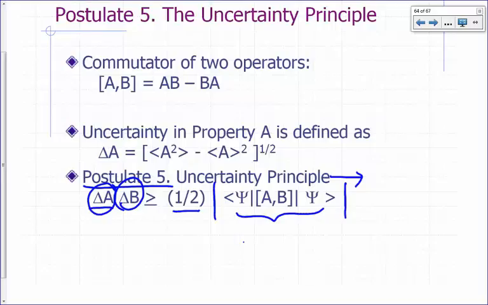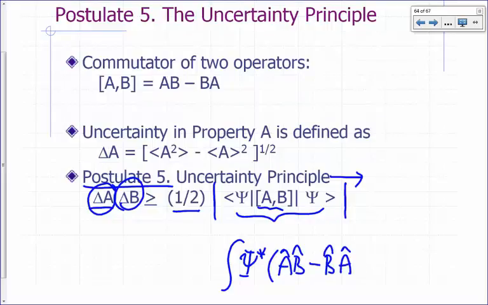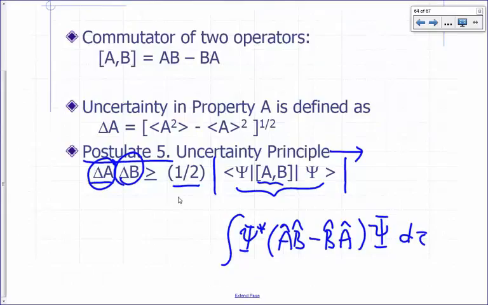What is this integral? Integral of psi star, and what is the commutator operator? That's A hat B hat minus B hat A hat operating on psi d tau. Okay, so that's a postulate that essentially states the uncertainty principle.